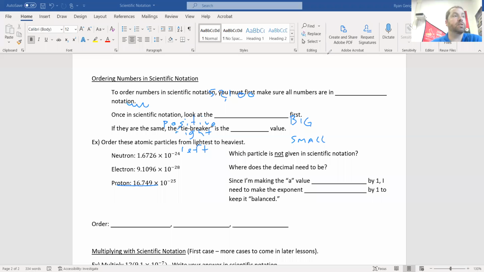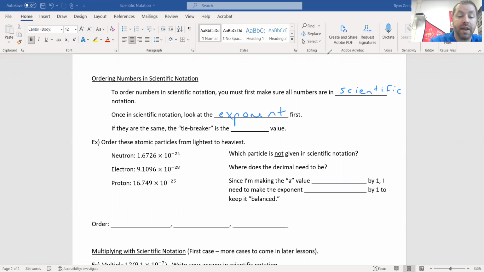All right, ordering numbers in scientific notation. To order numbers in scientific notation, you must first make sure all the numbers are in scientific notation. You might be like, well, duh. And that is kind of a duh statement, but you'll see on the example here what can be a little tricky about that. Once in scientific notation, look at the exponent first. If the exponents are the same, the quote unquote tiebreaker is the A value.